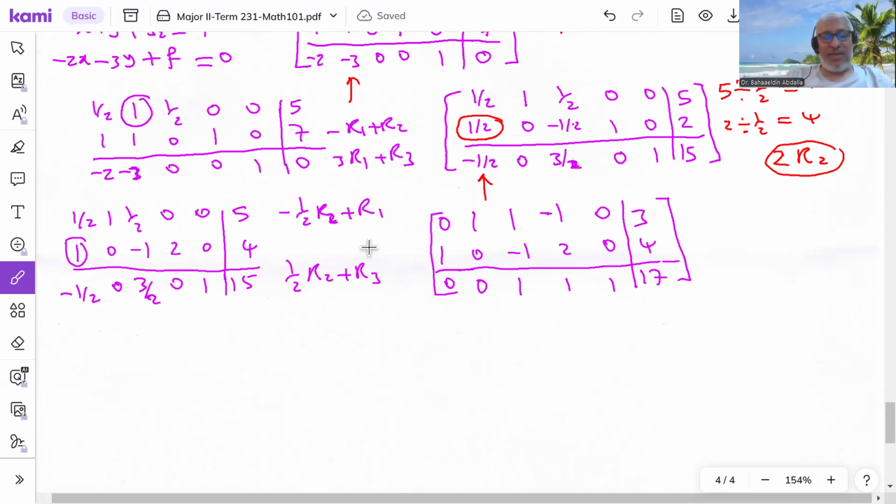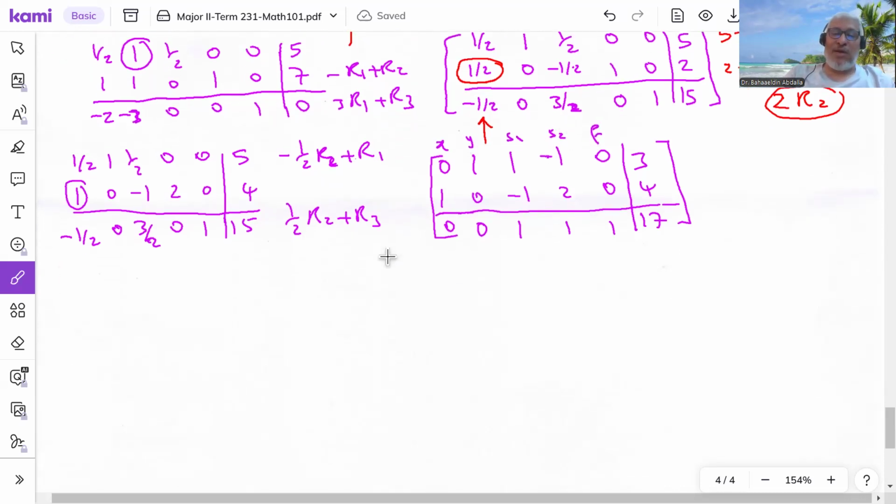And from this matrix, remember this is X, Y, and this is S1, S2, and F. So which variables here are basic and which variables are non-basic? If the variable has 1 and zeros elsewhere, so this is a leading one, so this means that x is basic. So the value of x would be 4. This one corresponds to 4. So the value of x is 4.